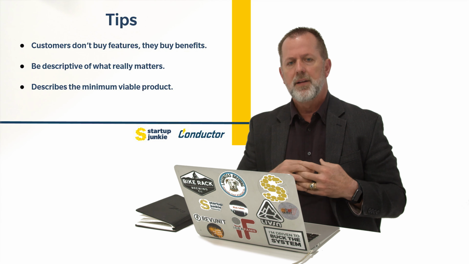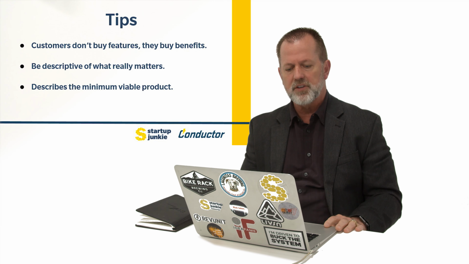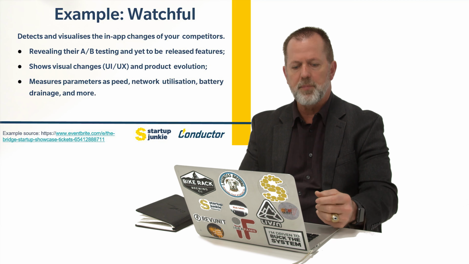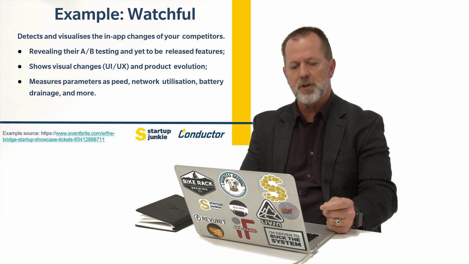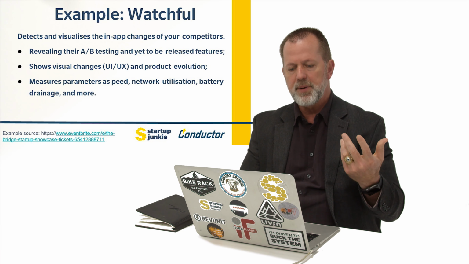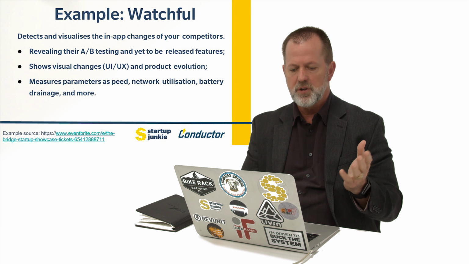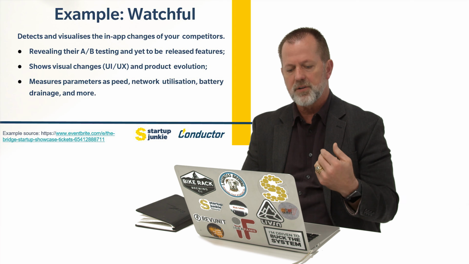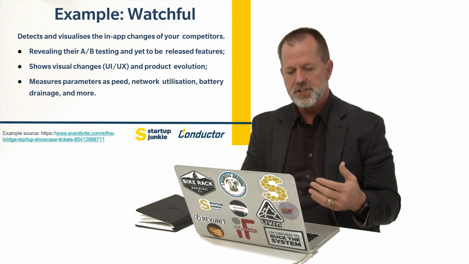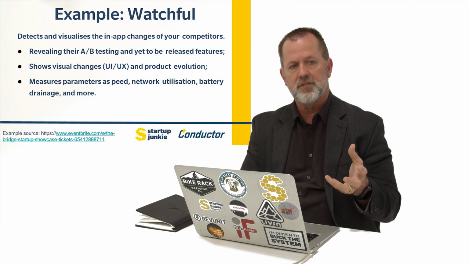So this is a concept that's kind of unique within the lean canvas methodology. It's the 80% solution that you're going to deliver that solves the majority of things that your customer really cares about. That's what you're going to deliver first. So Watchful is a good example. They detect and visualize the in-app changes of your competitors. They reveal their A/B testing and yet-to-be-released features. They show visual changes to UX and UI and product evolution. They measure parameters such as speed, network utilization, battery drainage, and more. I mean, it's a really interesting tool.